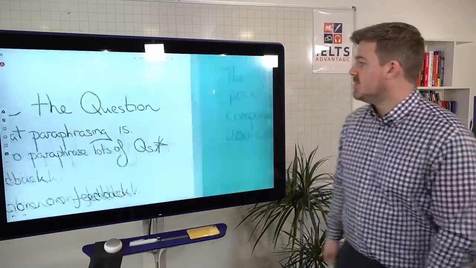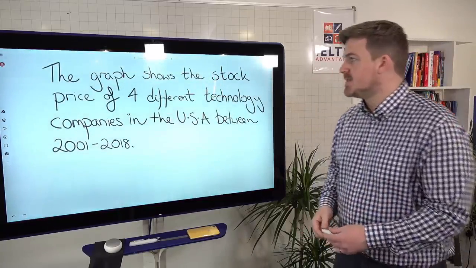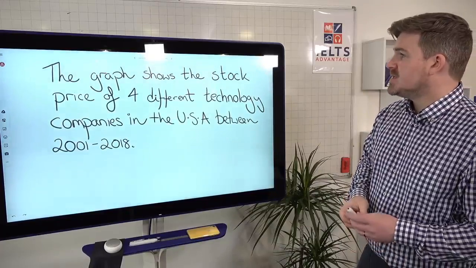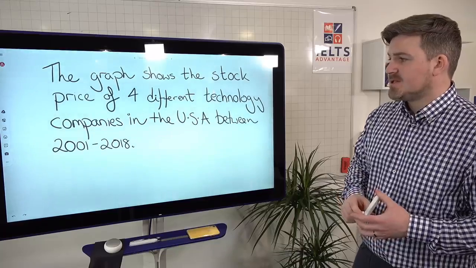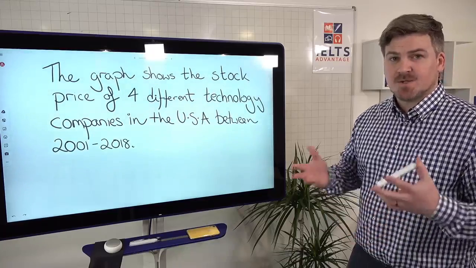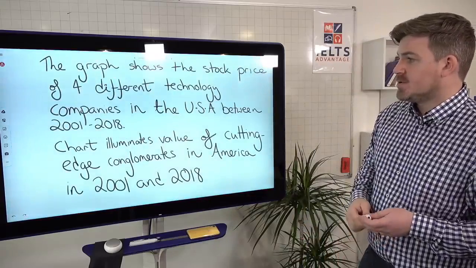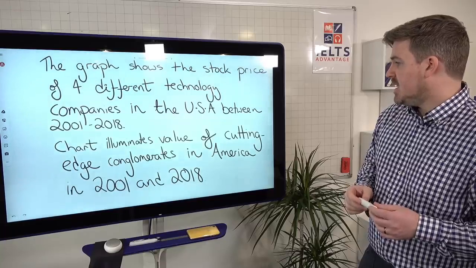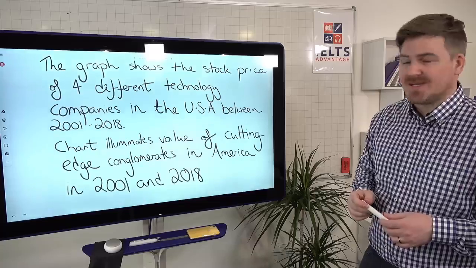So let's look at an example from one of my students. A student who I was working with recently, and this was the question. The graph shows the stock price of 4 different technology companies in the USA between 2001 and 2018. So I asked them to paraphrase this. Here's what they put. Chart illuminates value of cutting-edge conglomerates in America in 2001 and 2018.